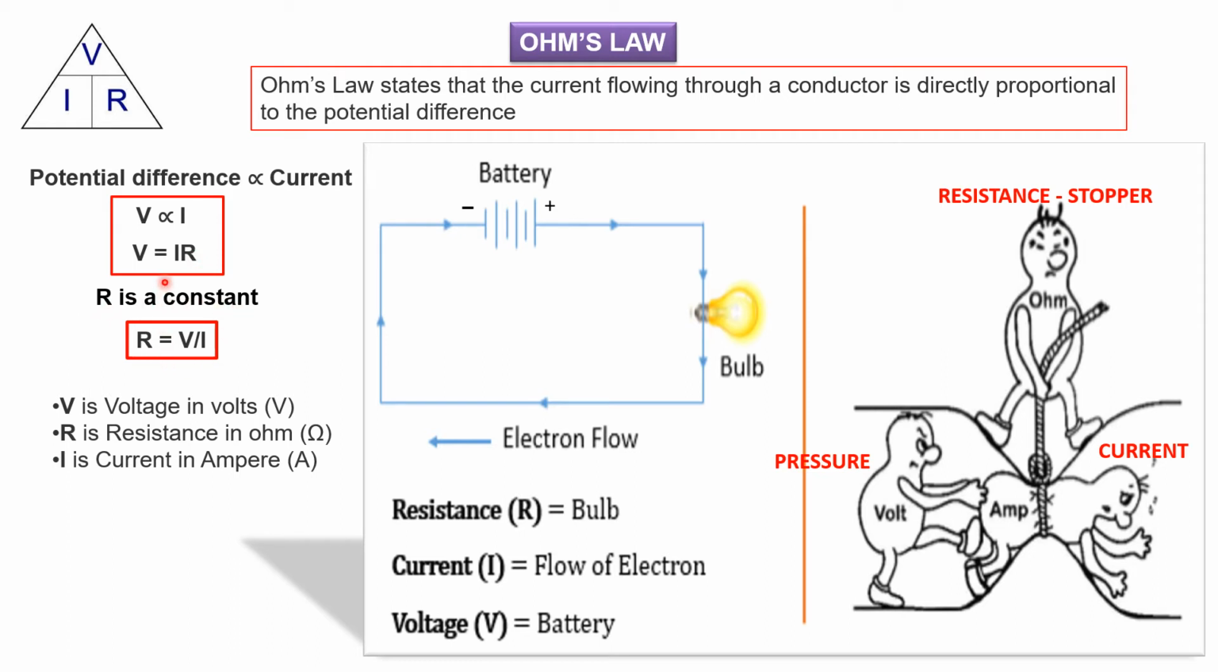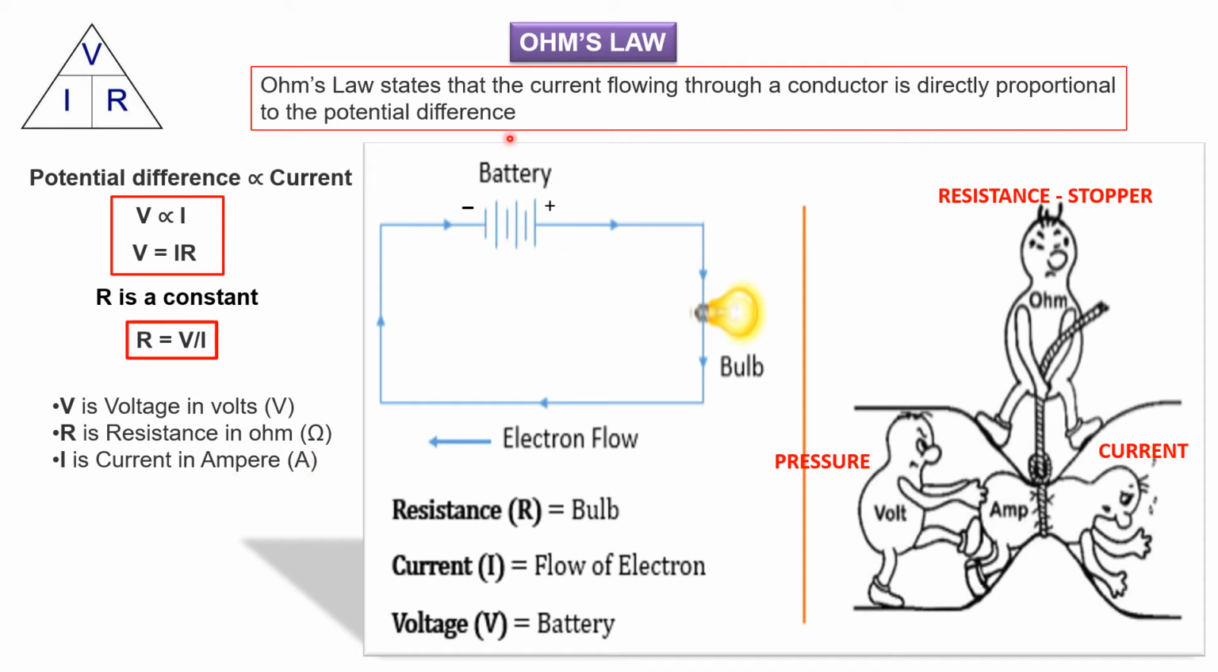So R will become R is equal to V by I, where V is the voltage, the unit is volts, V. R is the constant. It can be called the resistor or resistance. The unit of resistance is ohms, represented by the symbol omega. I is the current, the unit is ampere, represented by capital A.